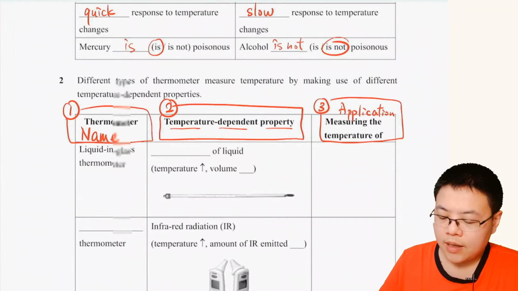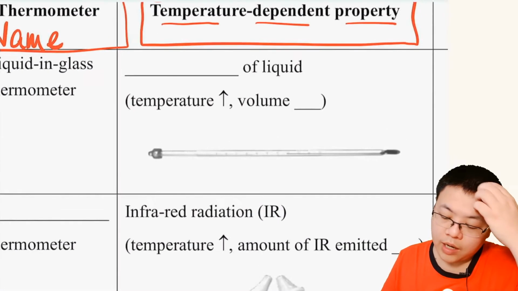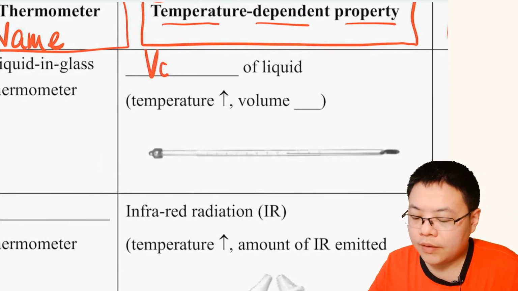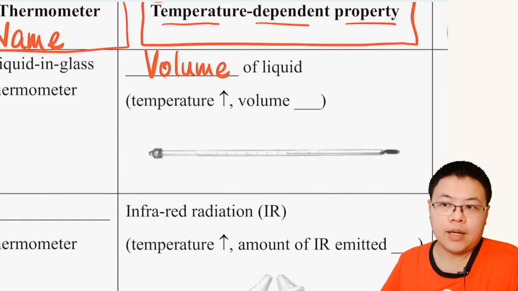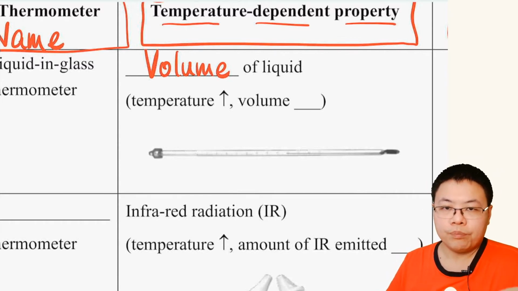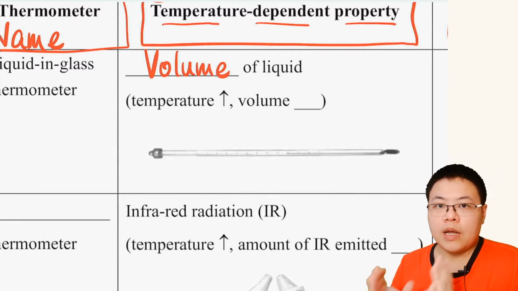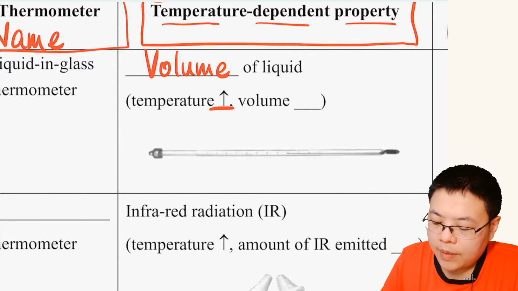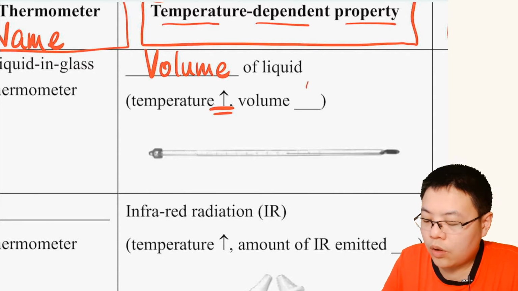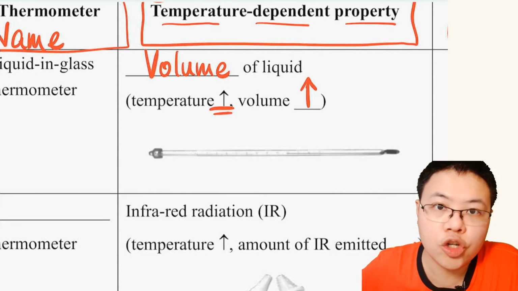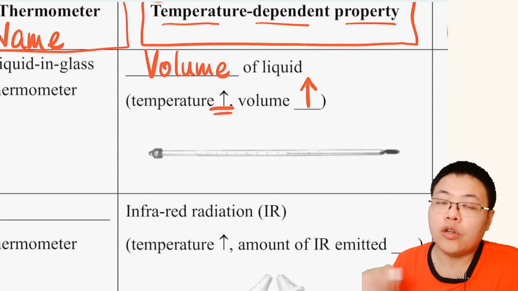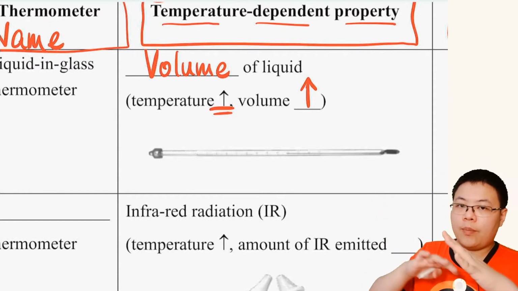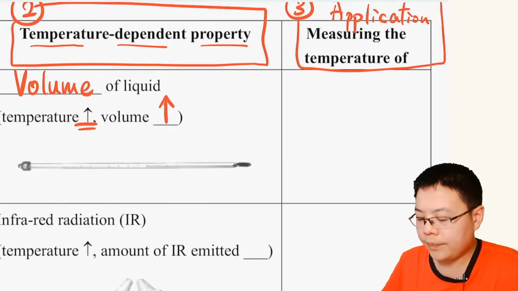Okay, let's start with the one we are most familiar with, and it is the liquid in glass thermometer, the name you know. And the property we measure is the volume. And when we talk about the volume, we also want to know how its relationship is with the temperature. When the temperature increases, the volume also increases. This is positively proportional. Okay.